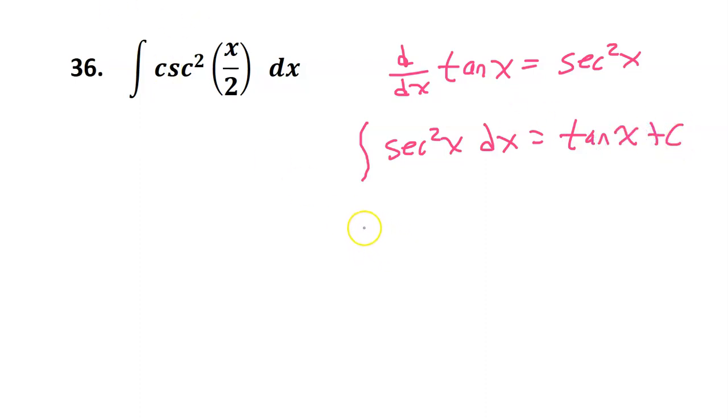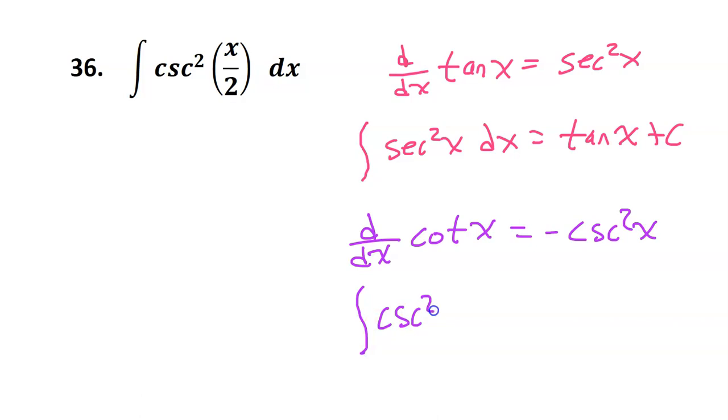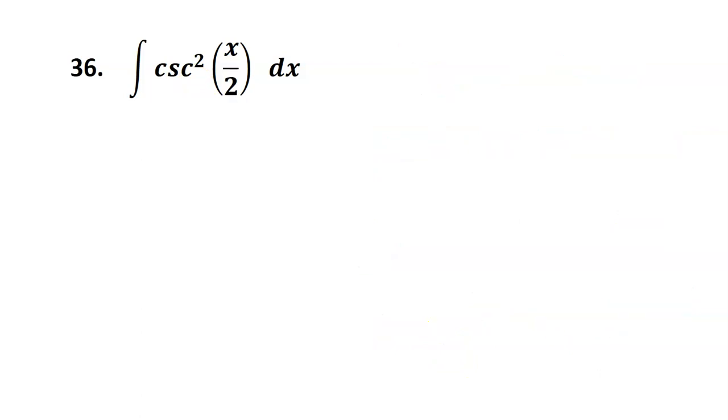Similarly, the derivative of cotangent is negative cosecant squared. Therefore, the integral of cosecant squared is going to be negative cotangent. So keep this in mind because we have cosecant squared. The integral of cosecant squared will be negative cotangent. But first we need to do our u-substitution.